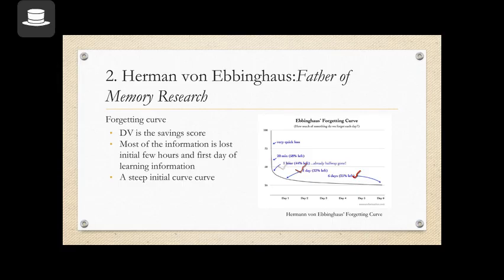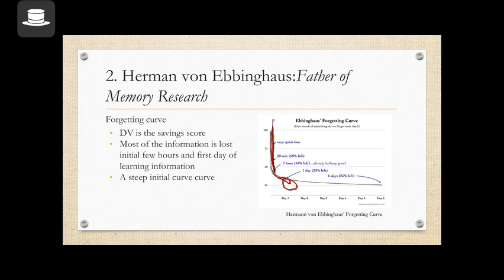In other words, this is the amount of information that one could remember or retain in rote rehearsal. These are all rote rehearsals, right? Because they're meaningless information and you're just rehearsing it. So in these contexts, most of the information is lost in a few hours. That's why there's a steep curve down, where the saving score drops initially in a few hours, and in the first day most of the information is lost.